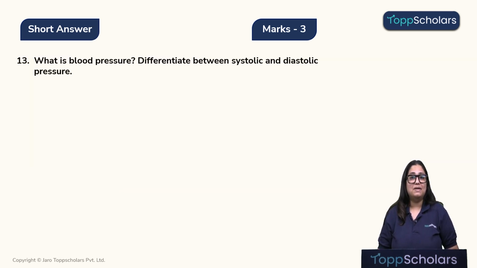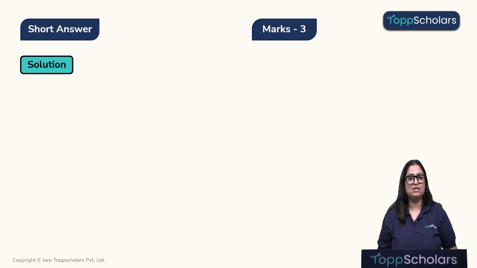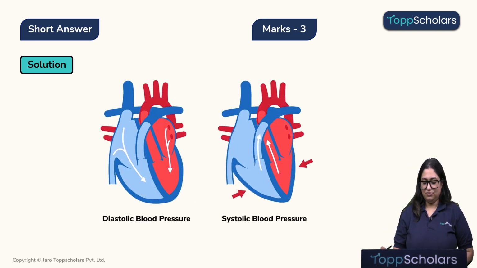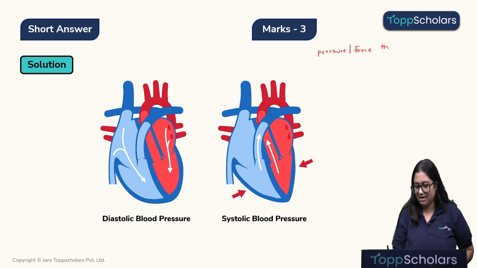What is blood pressure and differentiate between systolic and diastolic pressure? So let's solve it. Children, blood pressure is the pressure or the force that blood exerts on the walls of the blood vessel it is flowing through.